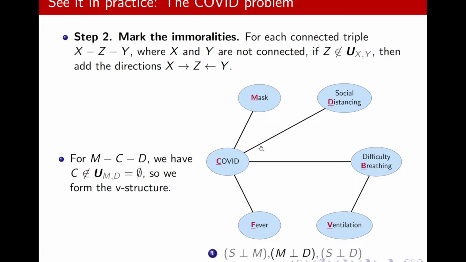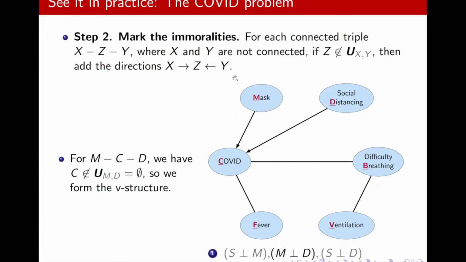Now, I want to see how I should direct them. Well, I see that C here does not belong to the set U that made M and D independent. If you recall, the U that made them independent was an empty set. C here does not belong to that, meaning that it is not a potential parent for them. So it should be a child. Therefore, following what we said here, we should make a V structure in this case.